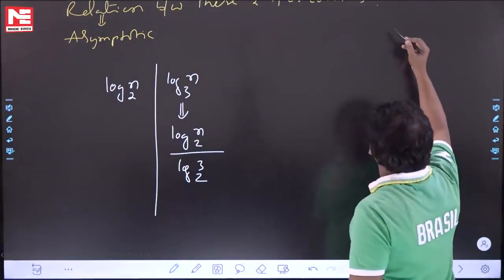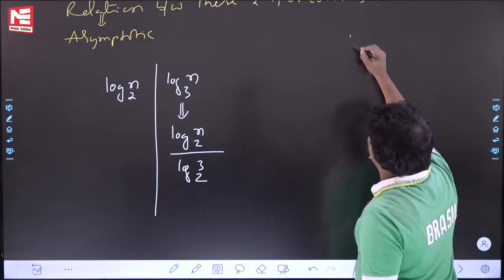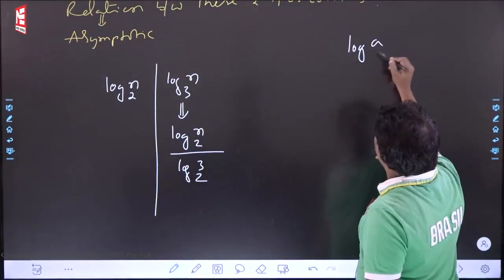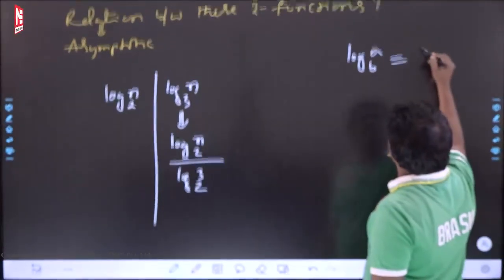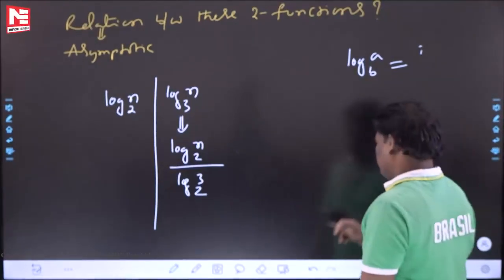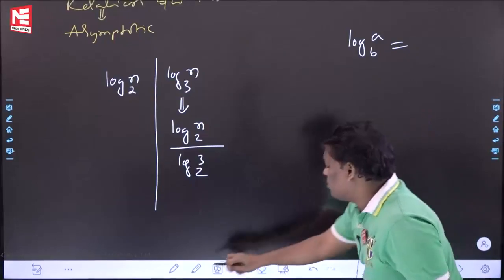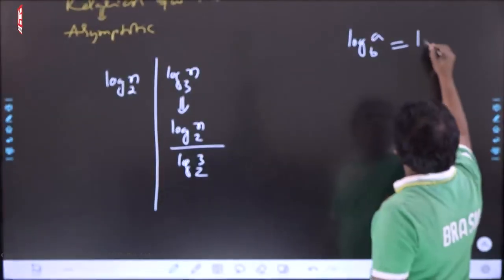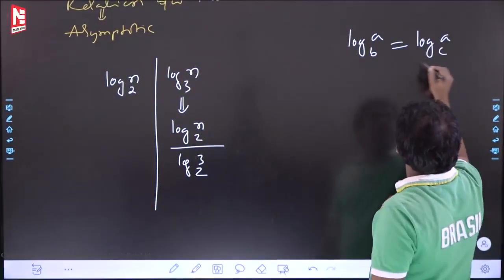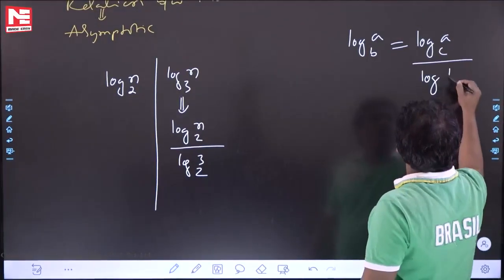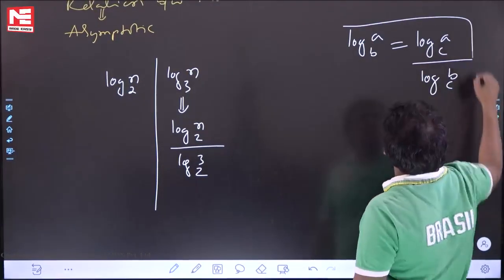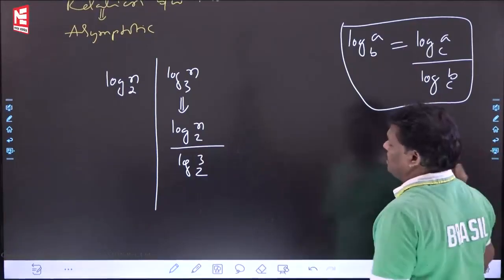If anyone doesn't know this formula, please take care. What is that formula? See this one. Log a base b is equal to, what is the answer? This is the formula: log a base b is equal to log a base c divided by log b base c. Everyone knows this, right? Using this formula, I have done it, right?